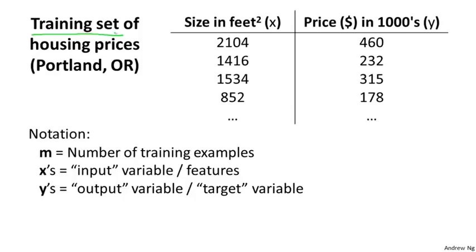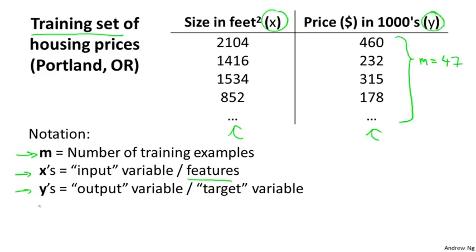I'm going to use lowercase m throughout this course to denote the number of training examples. So in this data set, if I have, let's say 47 rows in this table, then I have 47 training examples, and m equals 47. I'm going to use lowercase x to denote the input variables, often also called the features. So that'll be x's here, would be our input features. And I'm going to use y to denote my output variables, or the target variable which I'm trying to predict. And so that's this second column here.